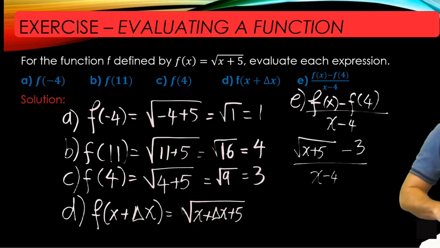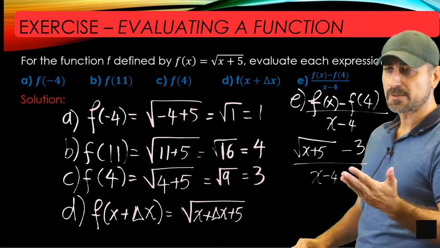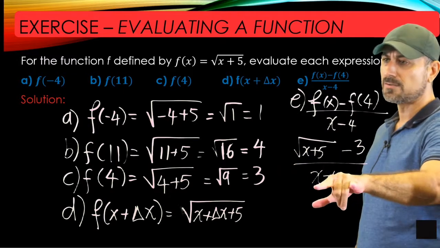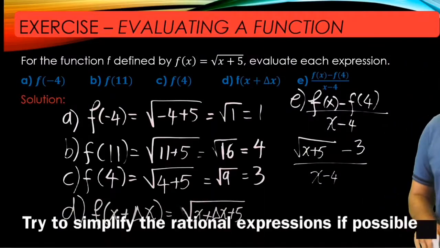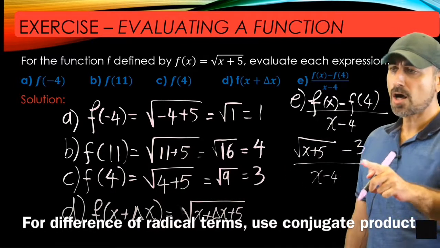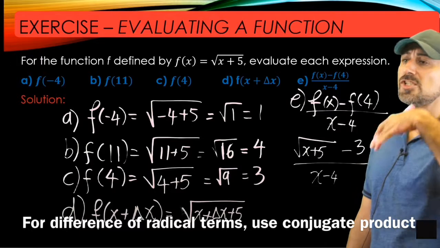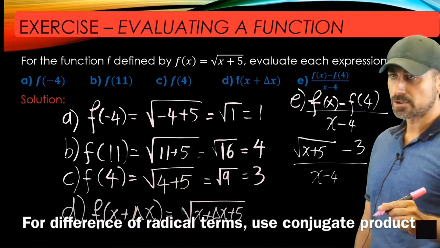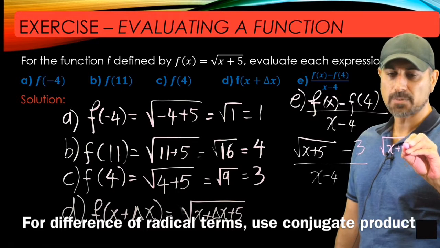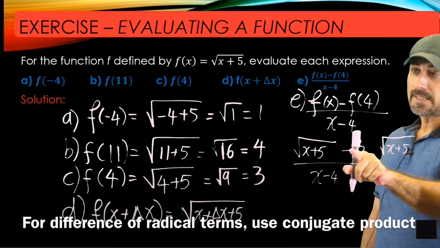All right, so this is a rational expression. You can simplify this expression if you want to, because this is a square root, this is -3, and then you have another one here. The way we simplify it is we multiply the top and the bottom by the conjugate of the numerator. What is the conjugate of the numerator? It's square root of x plus 5 plus 3.